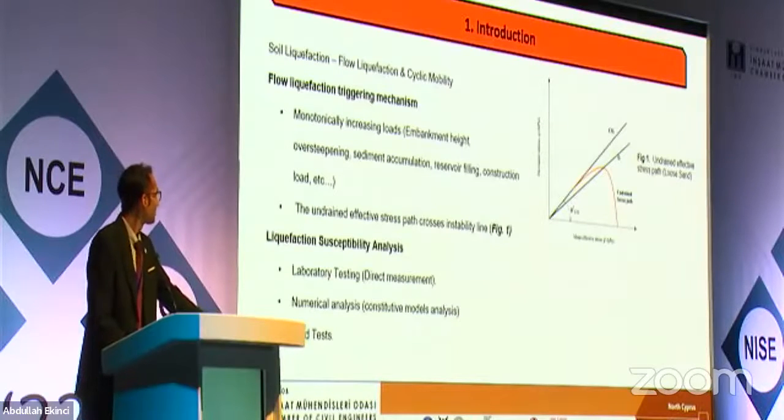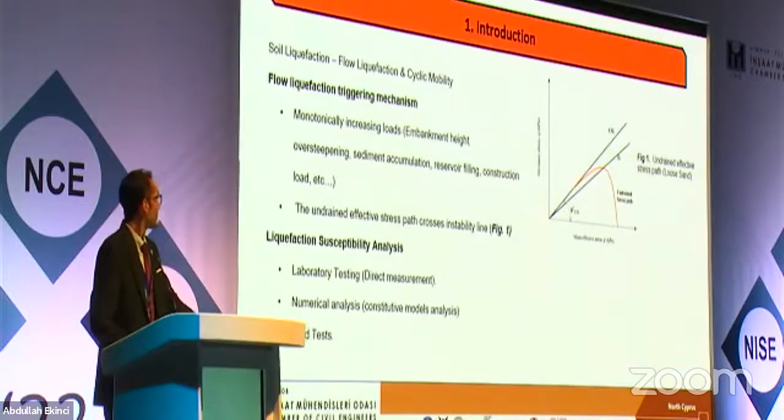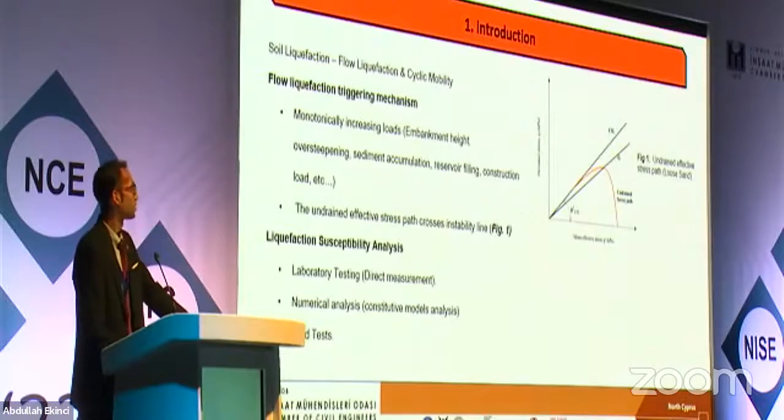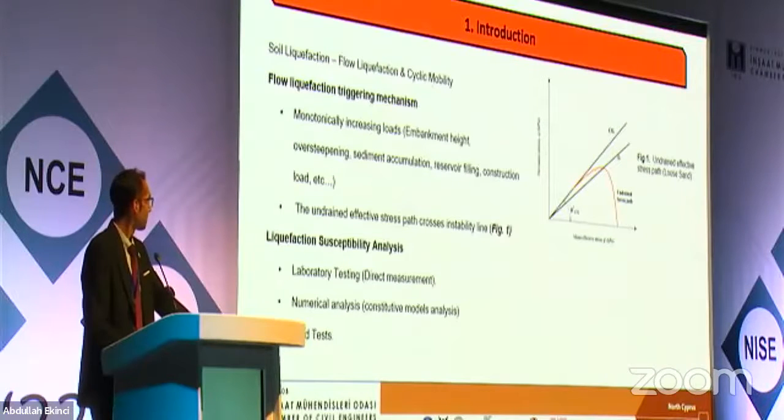Flow liquefaction is triggered by monotonically increasing loads, one of the prime examples being embankment height. It happens when the undrained effective stress path crosses the instability line, which is usually denoted in figure 1 as IL. And susceptibility analysis is usually carried out, as we all know, from laboratory testing as a direct measurement, then from some constitutive models, and of course from field testing.